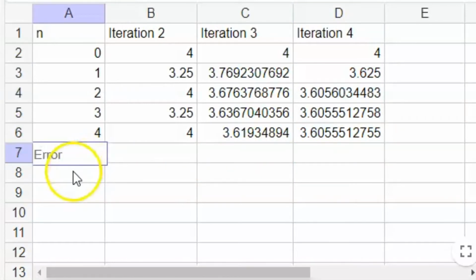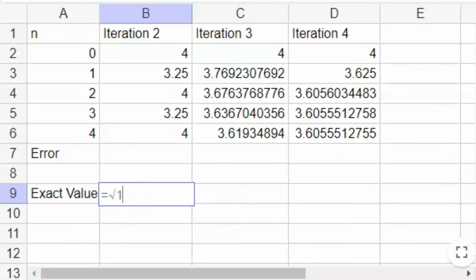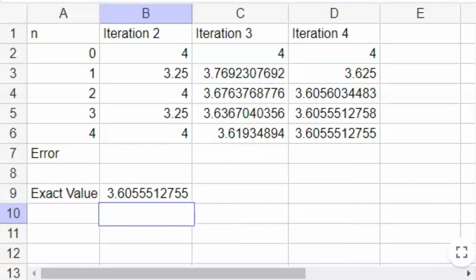But which is the most accurate? We can figure this out by calculating the error between these approximation methods and the actual square root of 13.